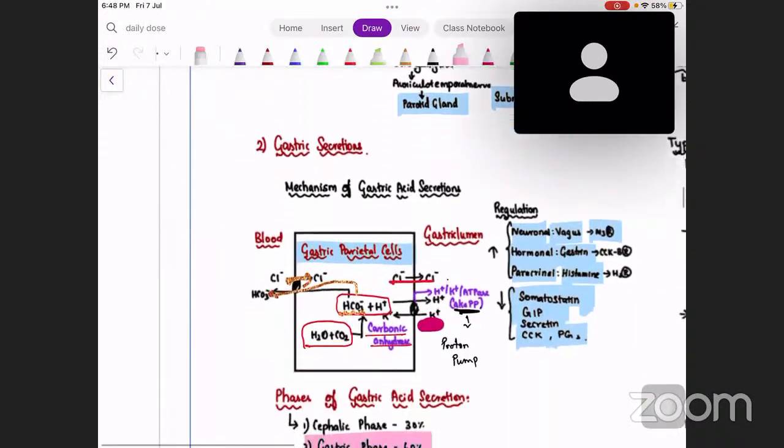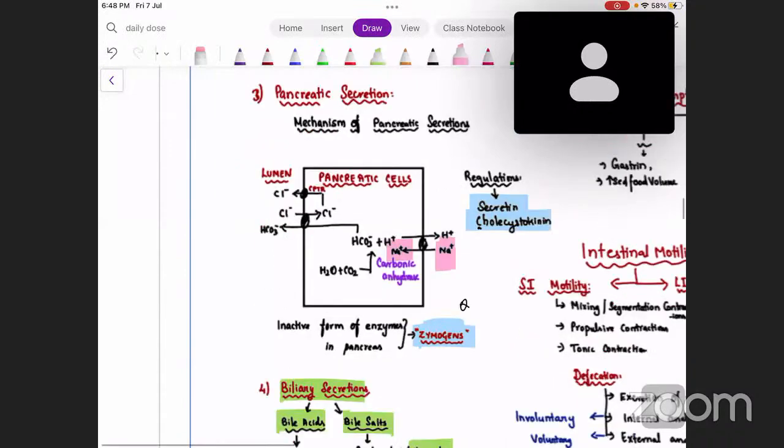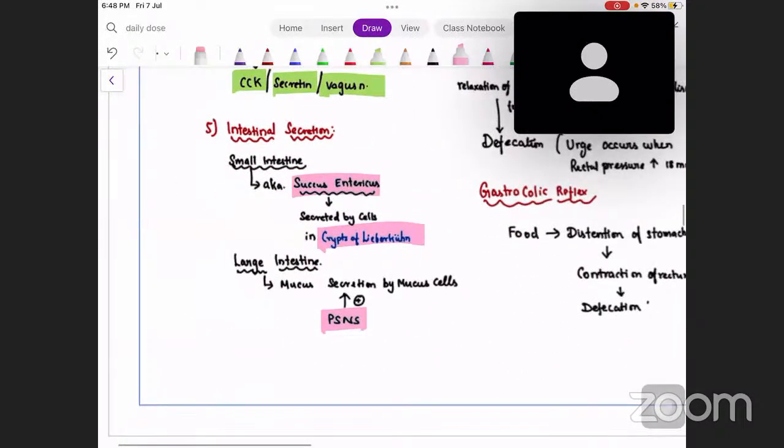Salivary gland, gastric secretion, pancreatic secretion, biliary secretion, and intestinal secretion. Let me revise it very fast. Salivary secretion: the major salivary secretion comes from where? Submandibular gland. Very good. And the functional unit of salivary gland is? The functional unit of salivary gland is the salivon.